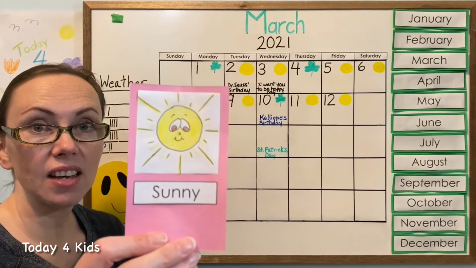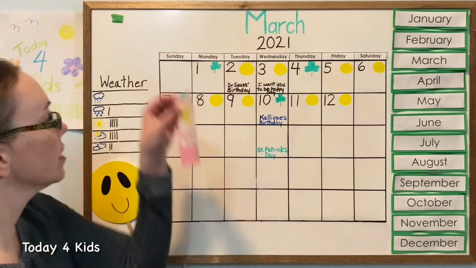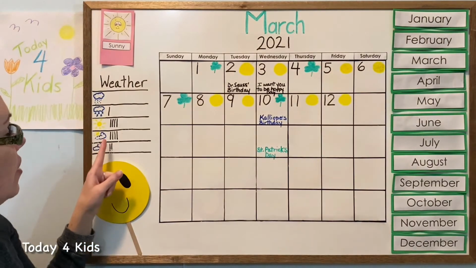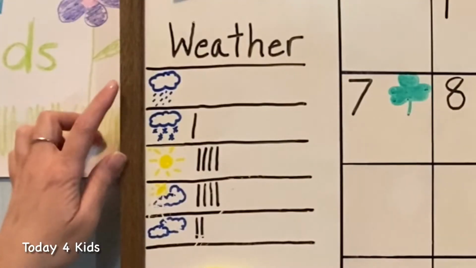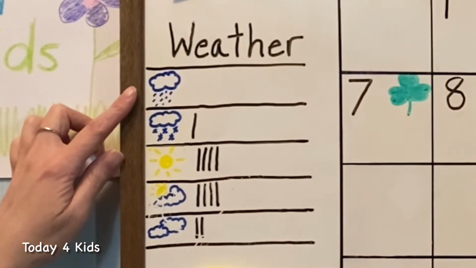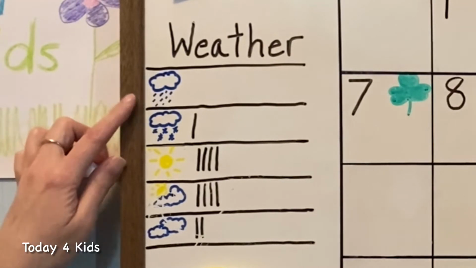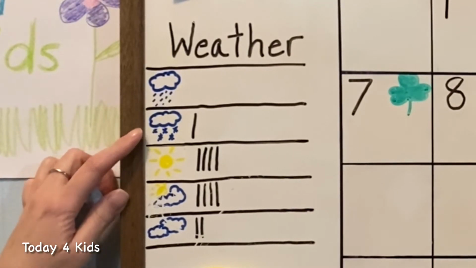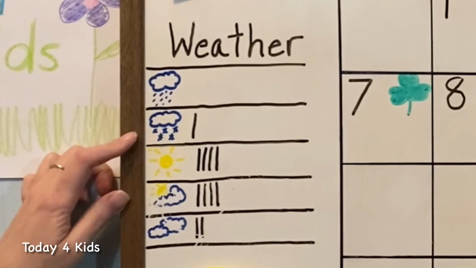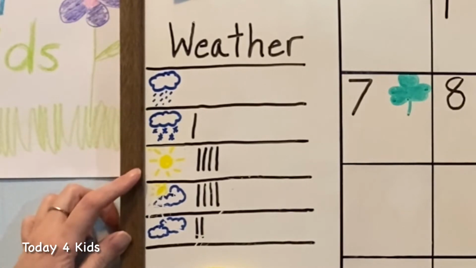We're going to put sunny up on my board today. And will you help me put our weather into the weather chart? Let's see if we can find sunny. This one is a cloud with some rain, so that's not it. What about this one? Cloudy with some snowflakes? Nope, that's not it. Here's a sunshine, so we are sunny.